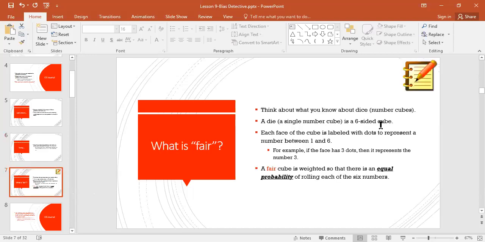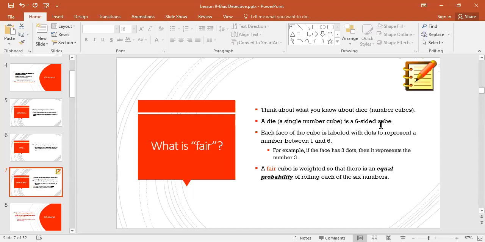So let's talk about the idea of what is fair. What is an actual fair thing, right? I want you guys to think about dice, the numbered cubes. A die, which is the singular, is a single number cube. It has 6 sides. So a die is a 6-sided cube.